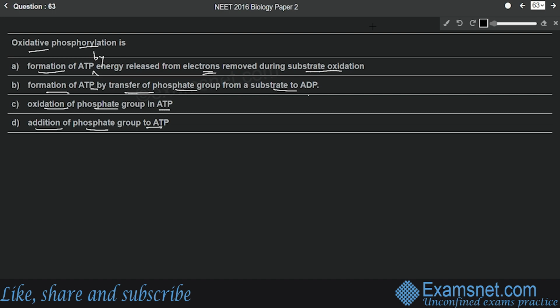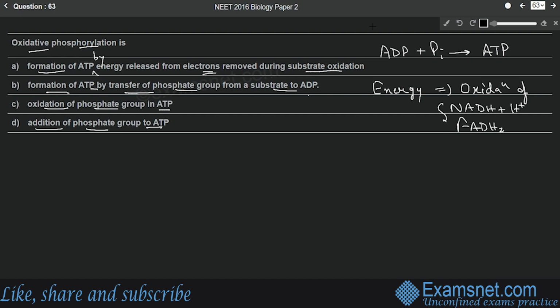Okay, so let's see. We know that phosphorylation means synthesis of ATP by the addition of phosphate group. So inorganic phosphate gets added to ADP in order to produce ATP. So this is simply phosphorylation. Now this process is driven by energy, and that energy is released by oxidation of substrates. And what are the substrates here? NADH plus H plus and FADH2.